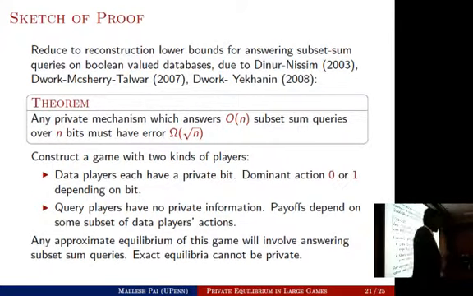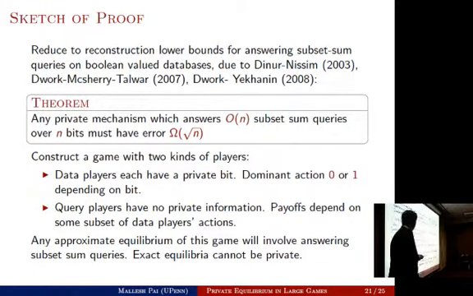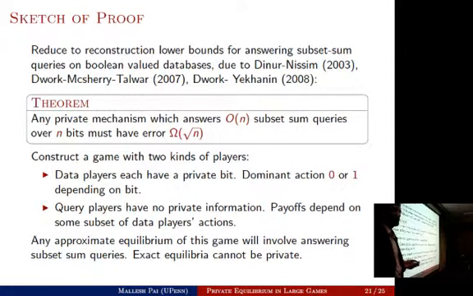So we're going to take an n-player game which has two kinds of players. Data players, each of whom have a private bit. They privately own a bit and their dominant action is either 0 or 1 depending on the bit. And then a bunch of query players. These query players are meant to be the queries over there.